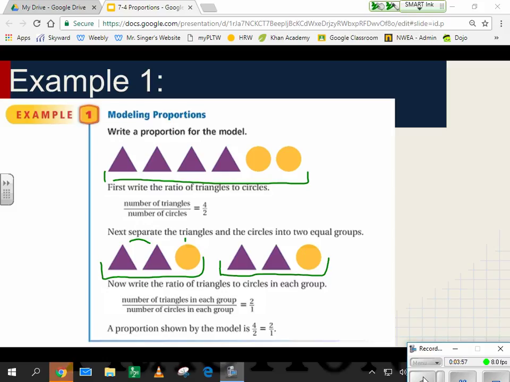Now, when we combine our first ratio and our second ratio, which are equivalent because they use the same amount of triangles equally, then that's our proportion at the bottom. Our proportion says 4 to 2 is equal to 2 to 1. So it's just dividing them or multiplying them. Same stuff we did in the last lesson, just figuring out an equivalent ratio, multiplying them equally or dividing them equally. Write down this example before moving on.